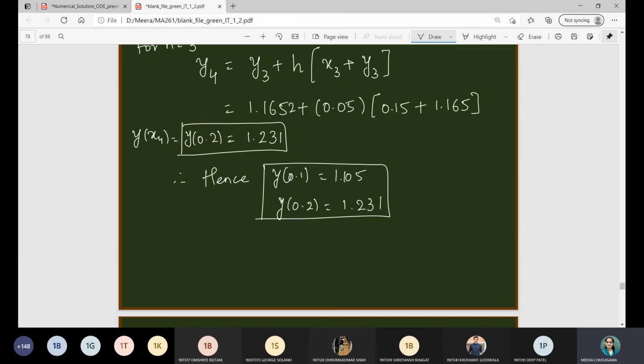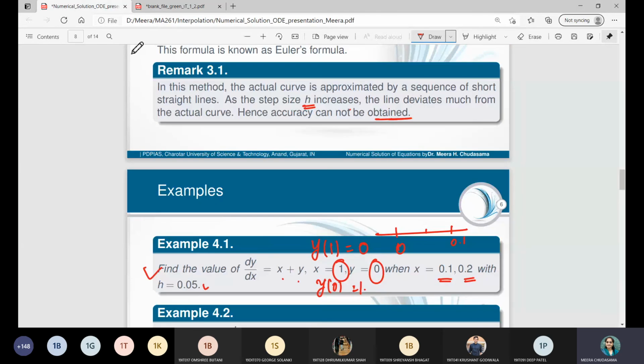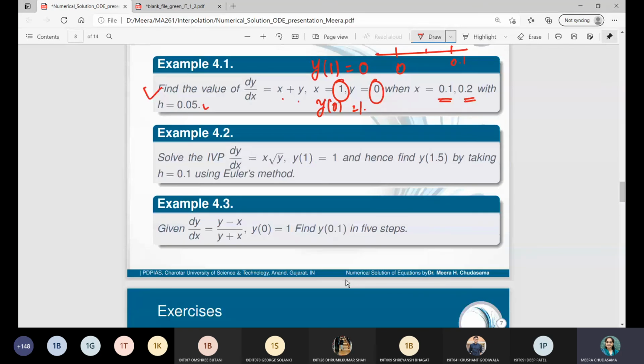Okay, so there are 2 more examples, but we will do those in the next class. Let me know about your Saturday classes, because I want to conduct one class where IT1, IT2 and Depstar IT, all these 3 classes have to be free. So tell me about the status.